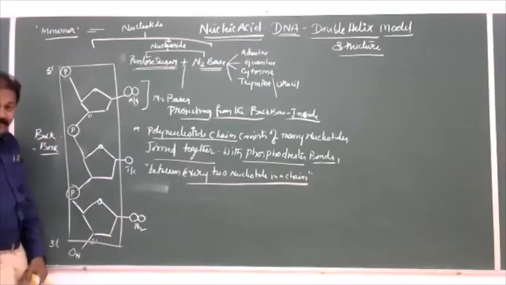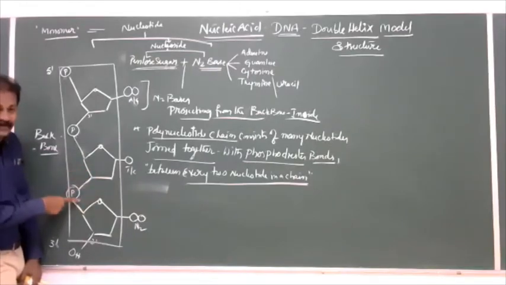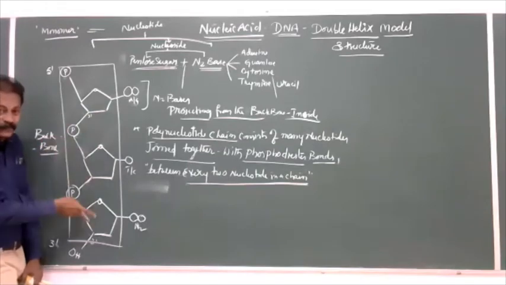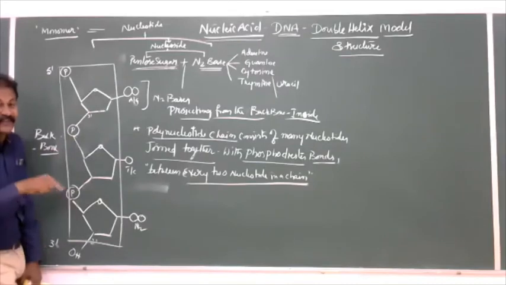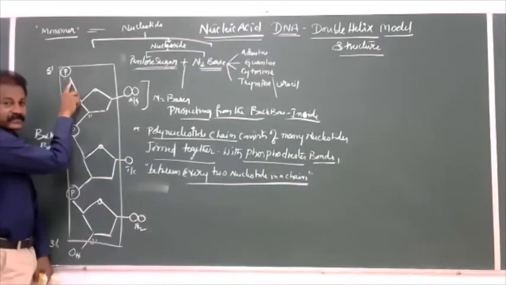How many diester bonds are there? Every 2 nucleotides is equal to 1 diester bond. Here in the diagram, 3 nucleotides are there, 2 phosphodiester bonds are there, N minus 1. How many phosphoester bonds are there? Phosphoester bond is there. Numerical numbers, my dear students.